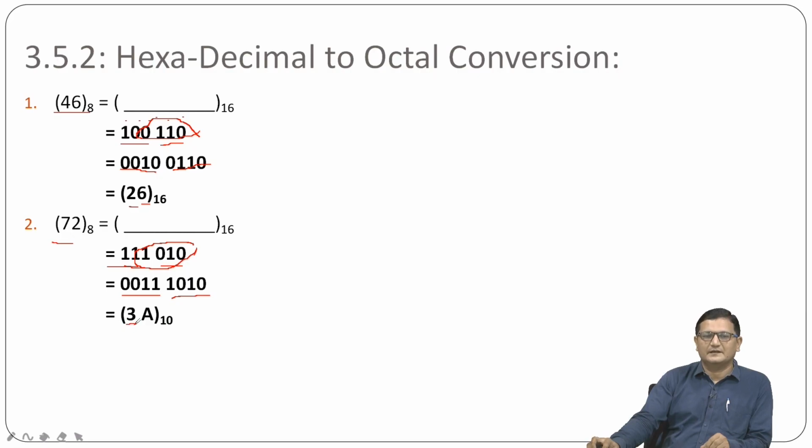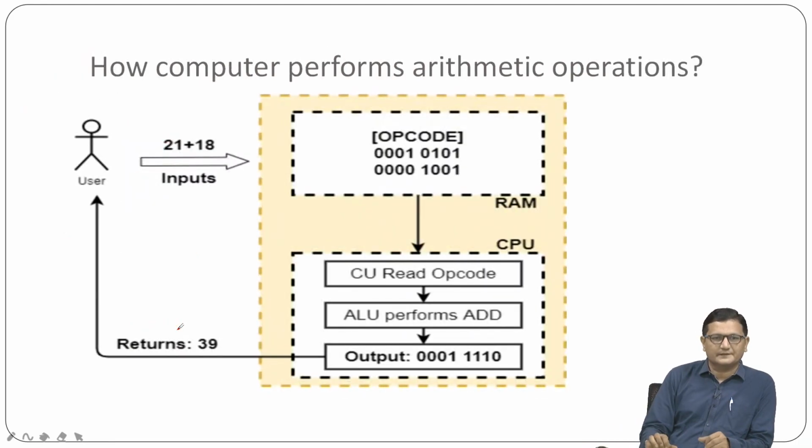0011 is the binary of hexadecimal 3, right? 1010 is actually the binary of 10, but 10 we write by the symbol A. So this is again the hexadecimal number of the given number. This is not 10, this is 16. Okay. Now see, we will try to understand how the computer is actually processing things.